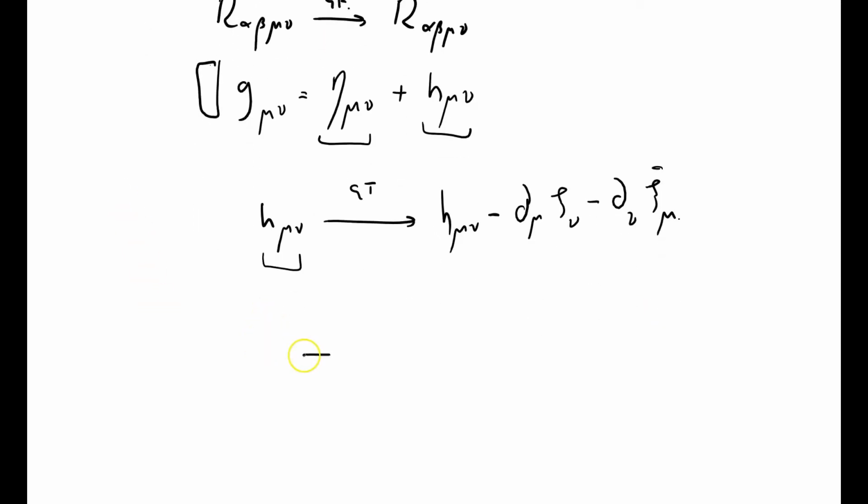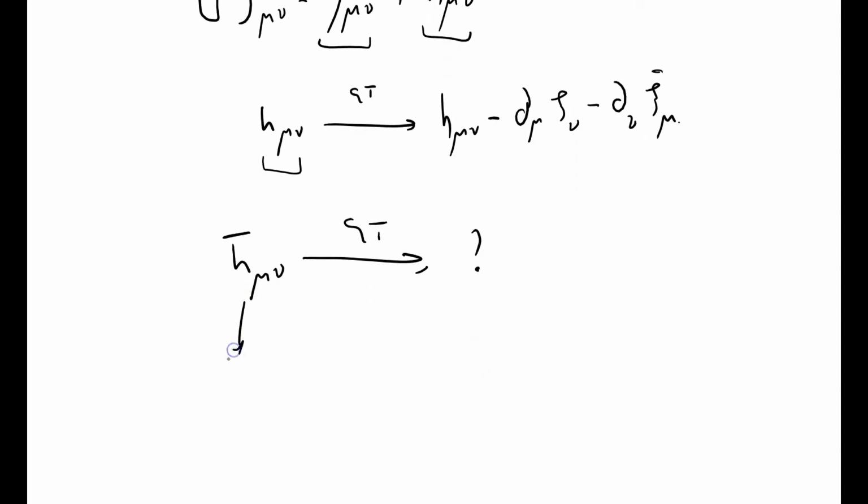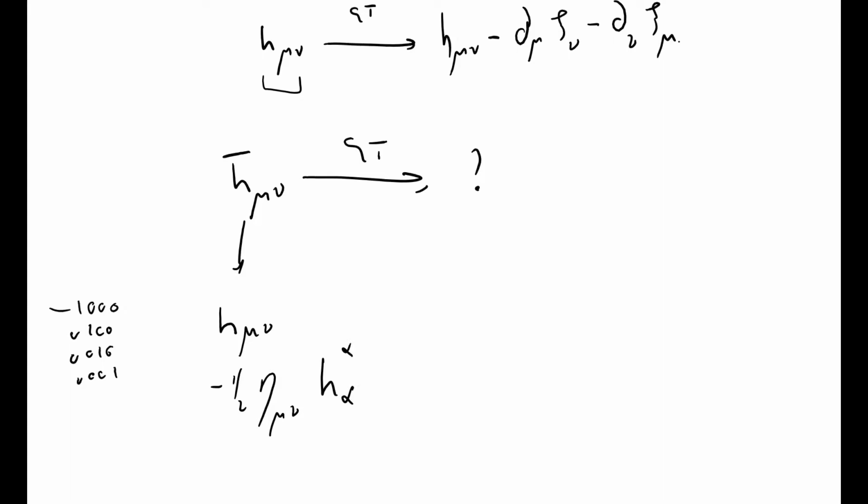What I'm going to do now is to consider what a gauge transformation does to h bar mu nu. Well, let's just write out the definition of h bar. That's just h mu nu, and then we subtract a half eta mu nu, where that's the flat space metric, times the trace, which was the contracted trace like that. I'm going to rewrite that as g alpha beta times h alpha beta, summed of course over alpha beta.